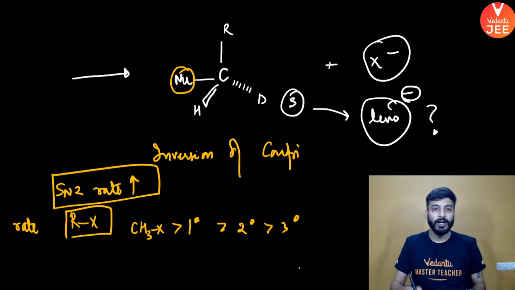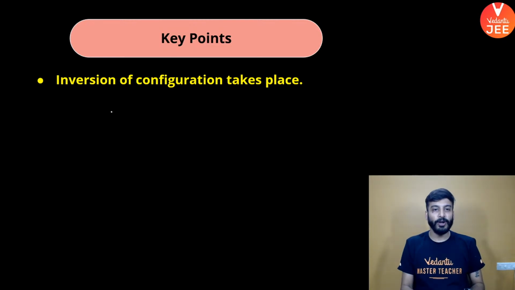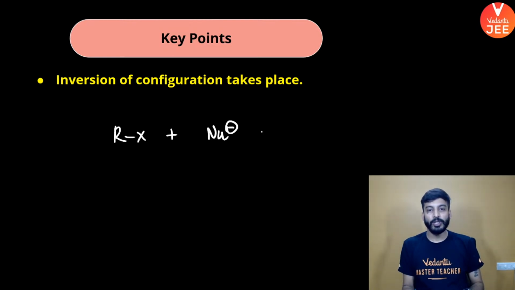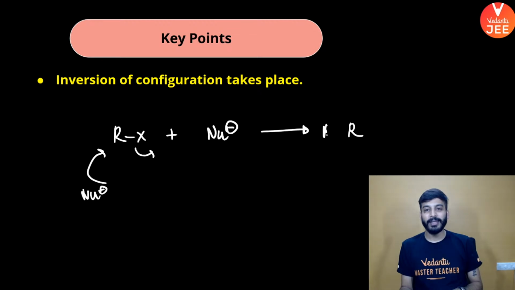All you have to do, I will write it up here. If you have RX, attack with your nucleophile. Nucleophile will attack from where? From the back. Halogen is tata bye bye, right? So now you end up getting this.